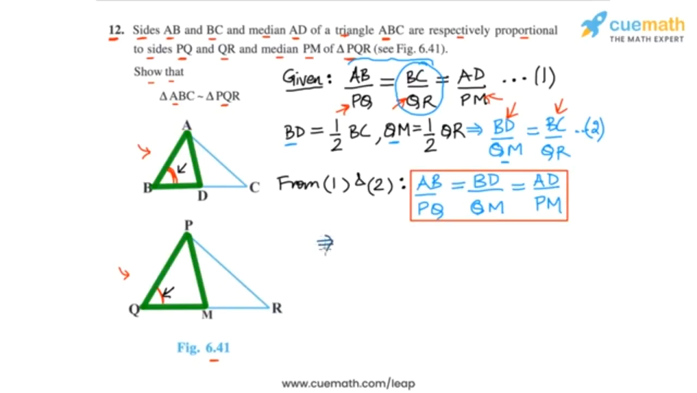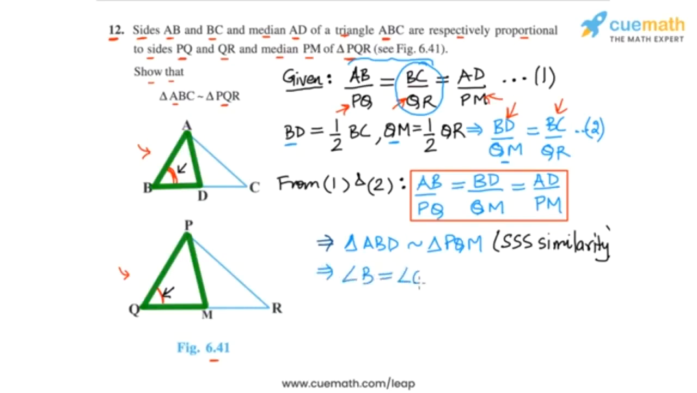Okay, so let's write this. So we must have triangle ABD similar to triangle PQM, and the reason is SSS, side similarity. Okay, so this also means that the angles at B and Q will be equal. So now we can say that angle B is equal to angle Q. So the angle at B, this angle, is equal to the angle at Q.